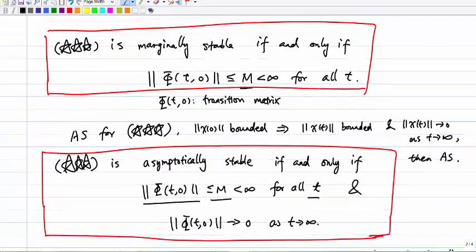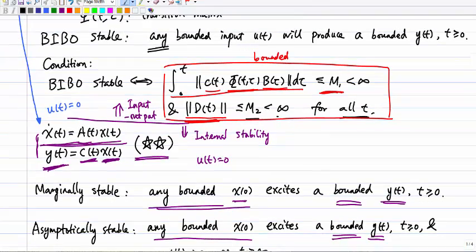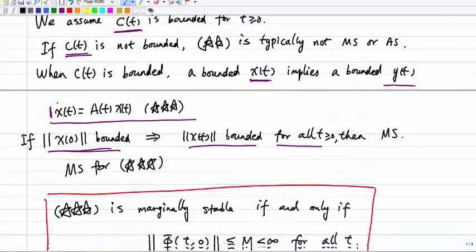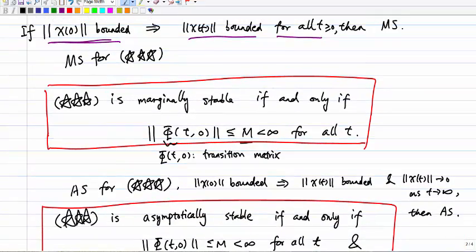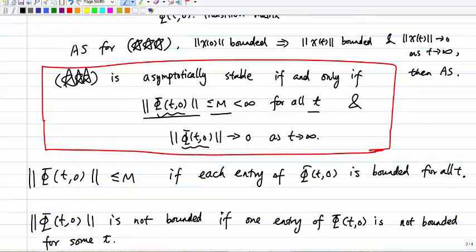So, as we can see, for the BIBO stability, we have to compute the transition matrix and then compute all this C times the transition matrix times B tau, and verify that it's bounded, and also Dt should be bounded. For marginal stability and asymptotic stability, we also need to calculate the transition matrix to verify it is marginally stable or asymptotically stable. So the computation of the transition matrix is pretty important to verify the system is BIBO stable, marginally stable, or asymptotically stable for linear time varying systems.